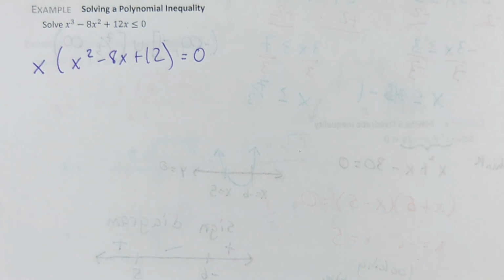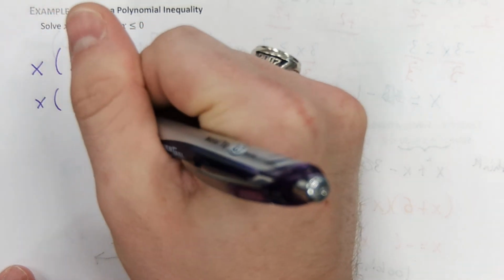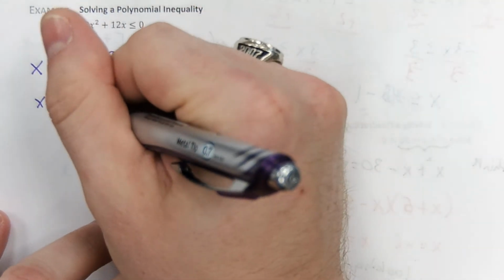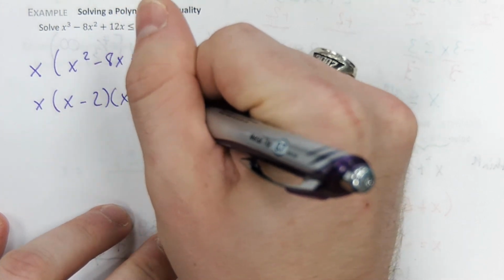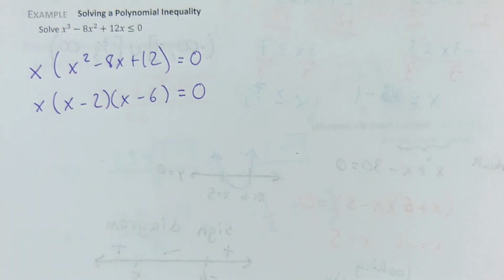Now we're factoring, looking for two numbers that multiply to positive 12 that add to negative 8. You can just say them. Okay, negative 6 and negative 2. This polynomial has 3 critical values. That means its graph hits the x-axis 3 times.